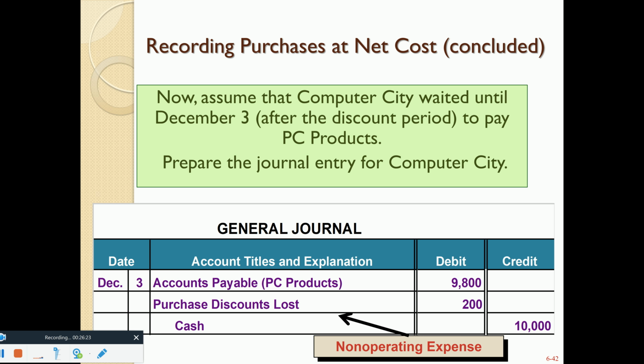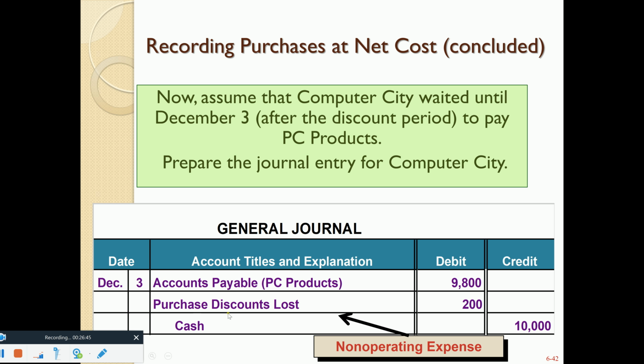That's why you see this journal entry below. We're going to reduce cash with the entire $10,000, a credit to cash of $10,000. That's how much we're writing a check for. Now remember, we only recorded the accounts payable at $9,800, so we'll reduce it by $9,800. The difference, the $200, is an expense.